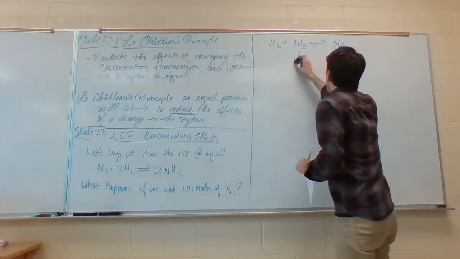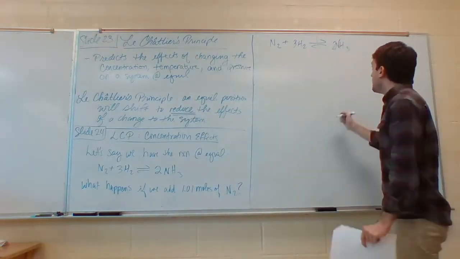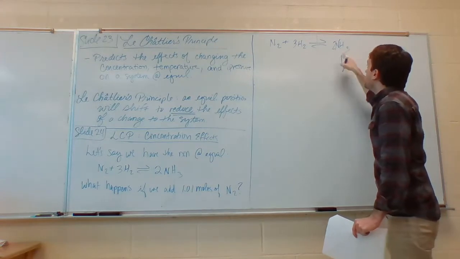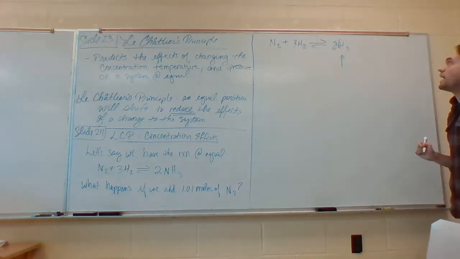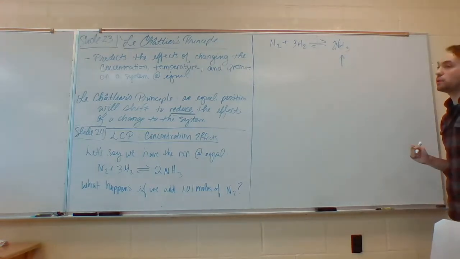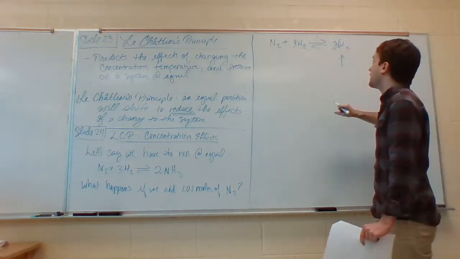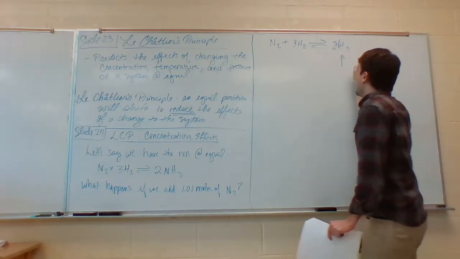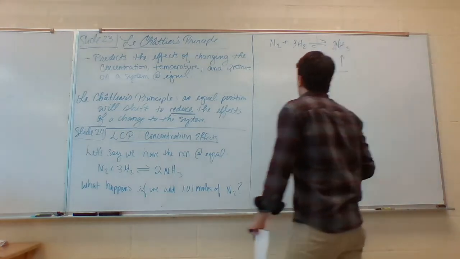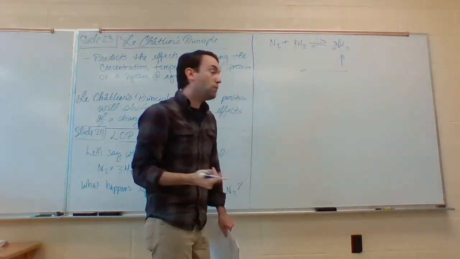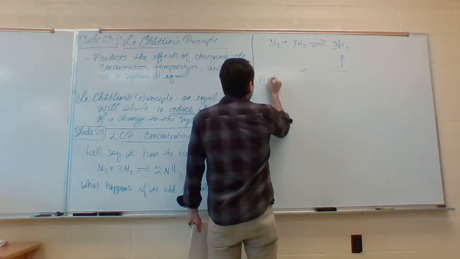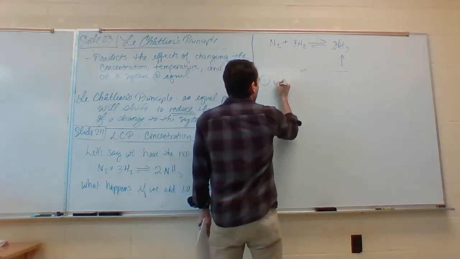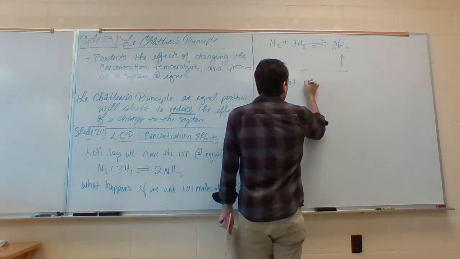Now, what happens if we add some ammonia? Let's say that we add some more NH3 to our equilibrium system. Well, if we added a player to this side, then that would make this side stronger, and it would shift to the left. So when you're looking at an equilibrium type problem with concentration, the first thing that you're going to do is say, what changed?